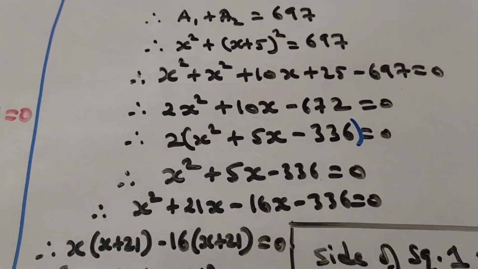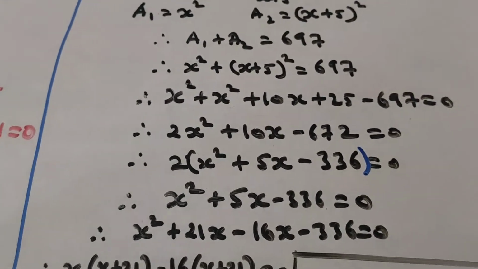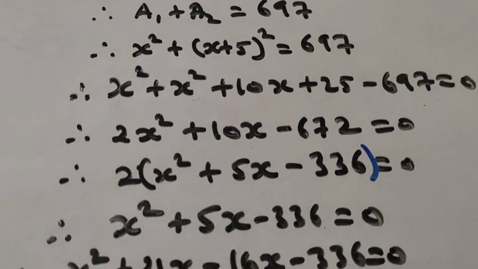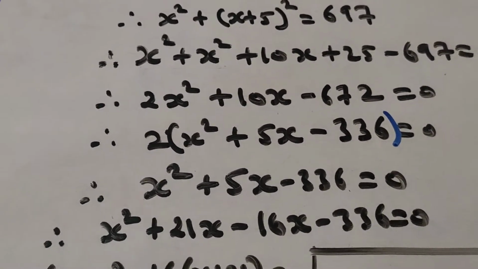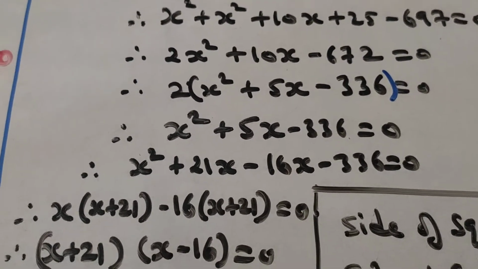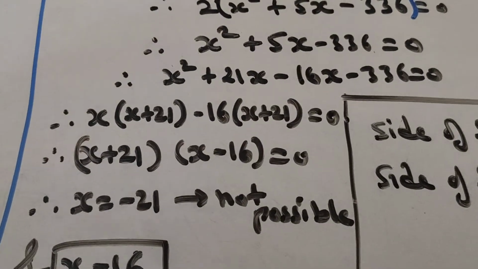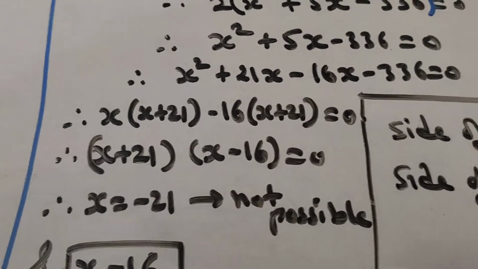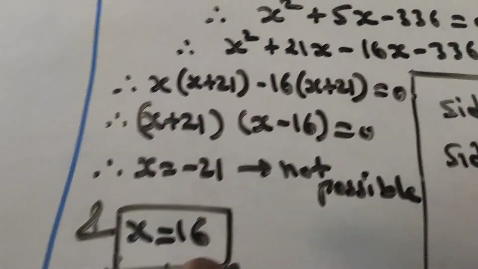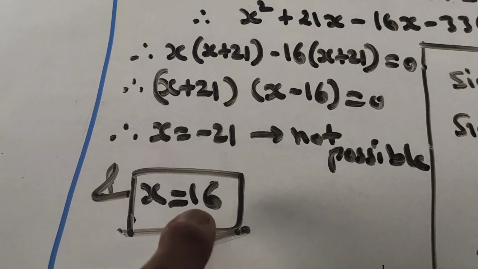So here, 2x square plus 10x minus 672, when we take 2 common, so it becomes x square plus 5x minus 336. Now factorizing it, we get x plus 21 and x minus 16 is equal to 0. Now x plus 21 is equal to 0 becomes x equal to minus 21, which is not possible, and x minus 16 is equal to 0 will become x equal to 16. So that is possible. So we will take the value of x equal to 16.